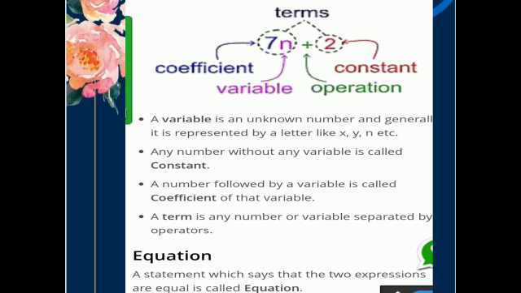A number followed by a variable is called the coefficient of that variable. Here n is a variable children. So what is the number which is attached to that variable? 7. That 7 is known as a coefficient. A term is any number or variable separated by operators. So here you can see a plus operation. In the middle you can have a negative operation, that is minus, plus, anything. That is known as an operation.